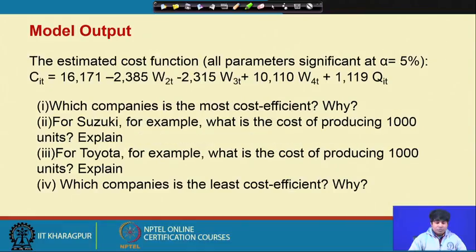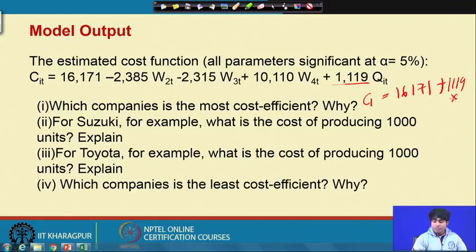Now, what is happening here? You can just put 1000 here. Then the first company's impact will be for company 1, so that will be 16,171 plus this will be 1000. So technically this much of output: 1119 multiplied by 1000.